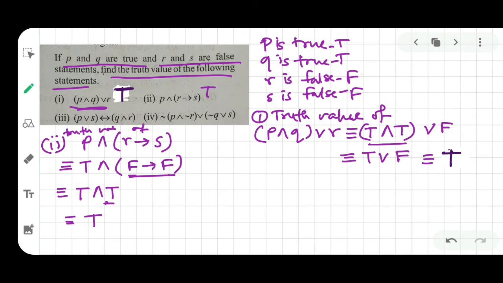Okay. Similarly, you can find out the third example is false, and the fourth one, okay, it is false. So I hope you can solve the remaining two by yourself. Okay, I will go to the next question now.